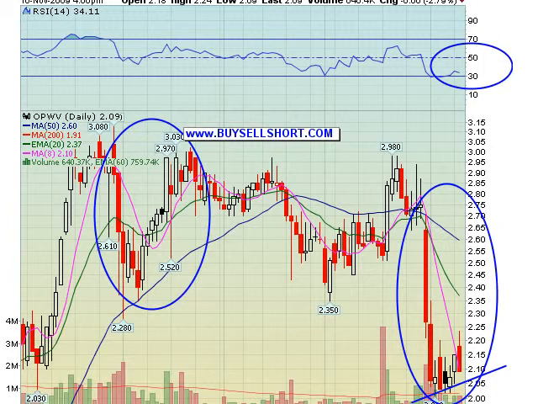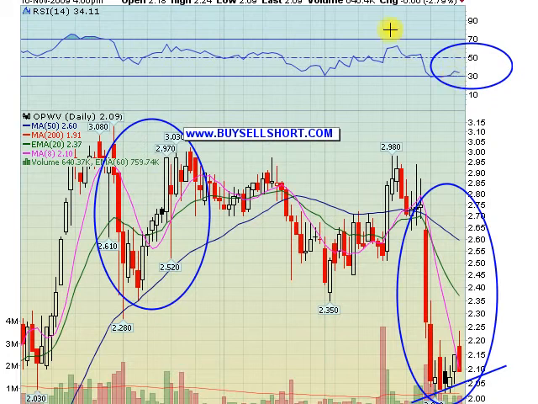I know some of you have asked to do a video on what chart indicators I use and why we use them. So, no better time than now to do that. Here we're looking at OPWV. This was a trading alert we did a couple of weeks ago.